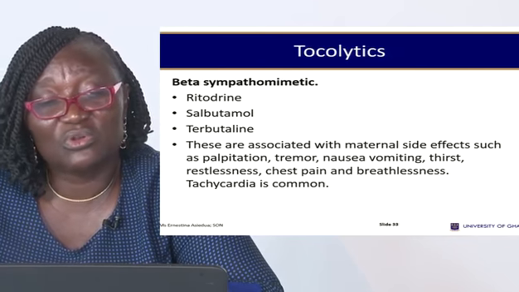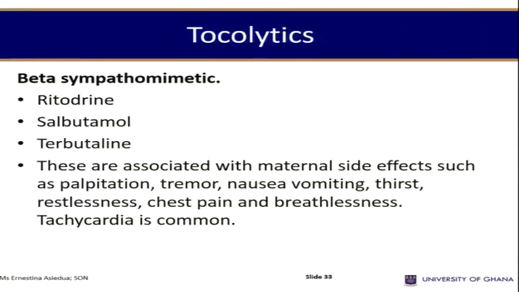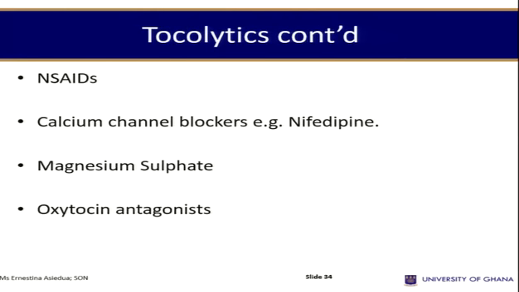Ritodrine is also used, and then terbutaline is also used. These are associated with maternal side effects such as palpitations and tremor, nausea, vomiting, restlessness, chest pain, and breathlessness. So when you give these drugs, you watch out for these side effects, and you know how to counteract them. Among the tocolytic drugs, some NSAIDs have also been found to have tocolytic effects, and nifedipine has also been found to have some tocolytic effects.